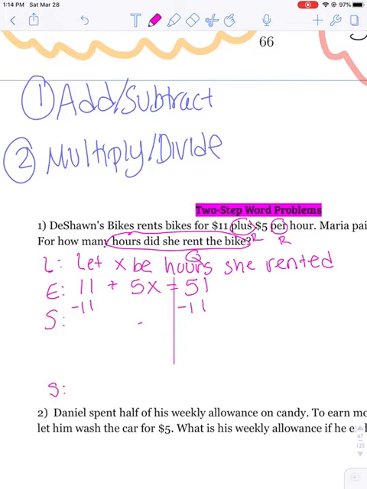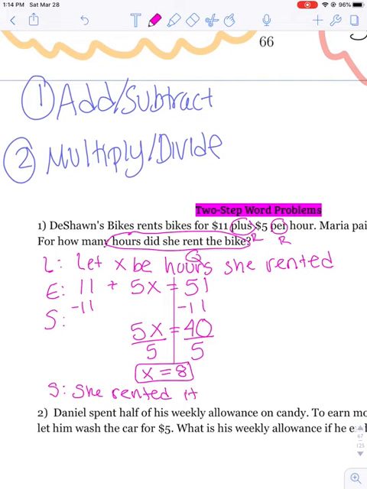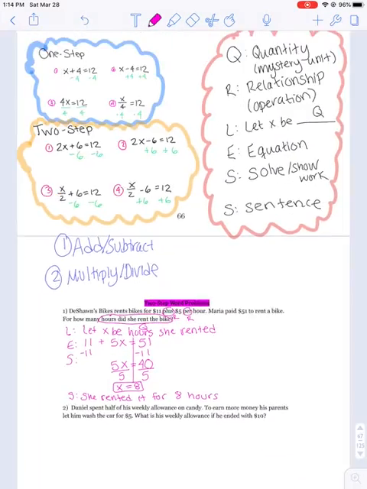My 5x didn't get affected. It's just going to drop down. So 5x equals 51 minus 11 is 40. So I've done step 1. Step 2 is to multiply or divide. This is multiplication, so I have to divide. And I get x equals 8. Now my sentence, I want to answer the question. How many hours did she rent the bike? She rented it for 8 hours. Something like that. You could have worded it differently.